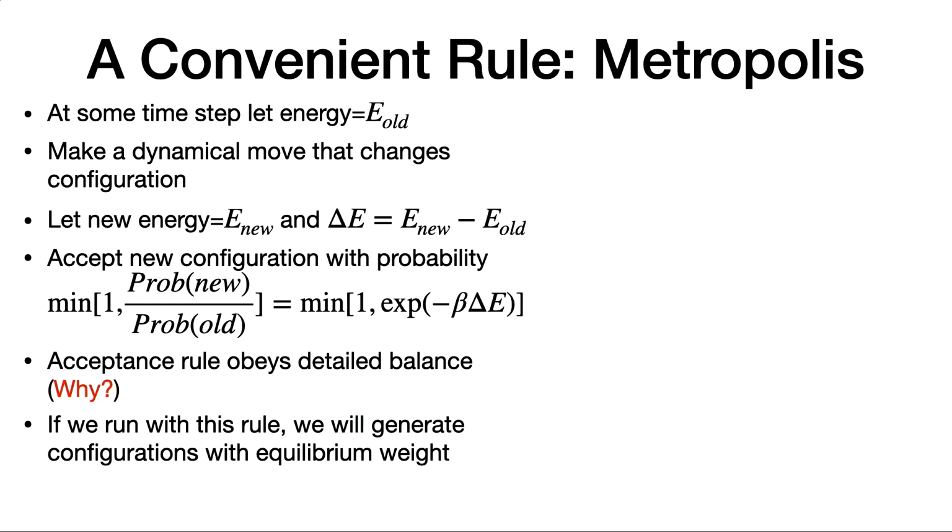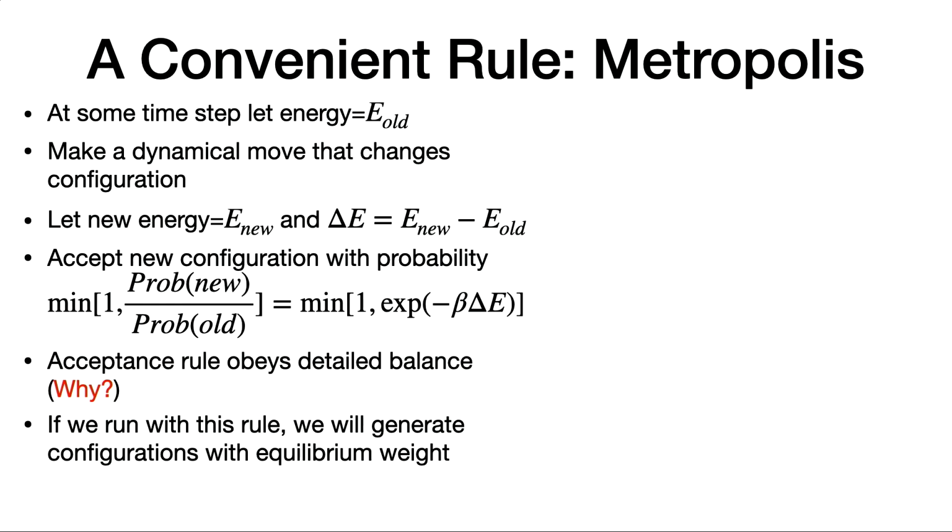Okay. So let us look for a convenient rule, something called the Metropolis rule. It goes by the name Metropolis. At some point in the evolution, you are in a configuration with energy E old. Then I make some dynamical move. I change something in the configuration, and that goes to a new configuration whose energy I will call E new. The difference in energy is E new minus E old. It could be 0, negative, positive. We are just changing the configuration to a new configuration and asking what is the change in energy.